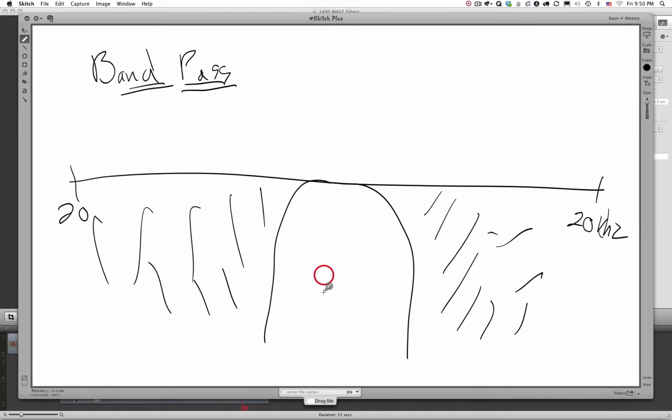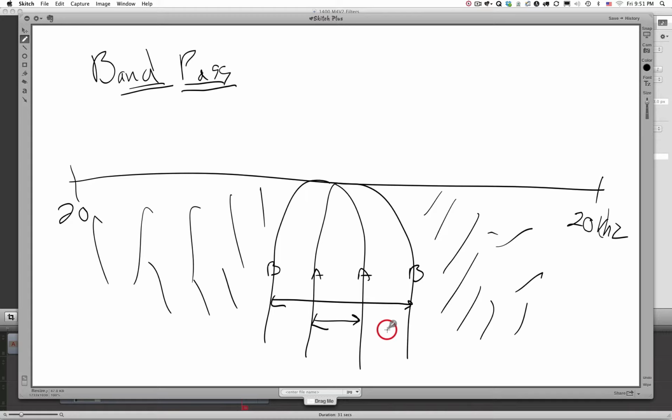So this band can be either narrow or wide. So this could be band pass A, and this could be band pass B, and they are still very similar. They're both band passes, but the difference is the width of the band. Here, the A band is narrower than the B band.